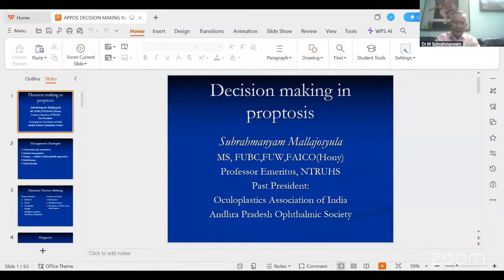So I'll be reading today about the decision making in proptosis and then management of it. For those who might not have attended the last few classes, I would like to take a few minutes about the diagnosis and important aspects of CT, which both are very, very essential to come at a diagnosis. Then we will go into the decision making in each and every case. What are the different management strategies that are available in the management of proptosis?